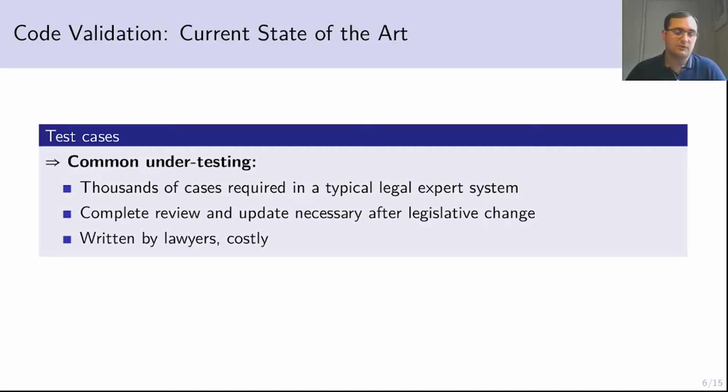Because of those failures that are documented, and we believe that there are more undocumented failures of this style, we have studied what is the current state of the art for code validation of legal expert systems. And we have found that although test cases are the most common form of validation, there's a pattern of undertesting of those systems. And this pattern has structural reasons.